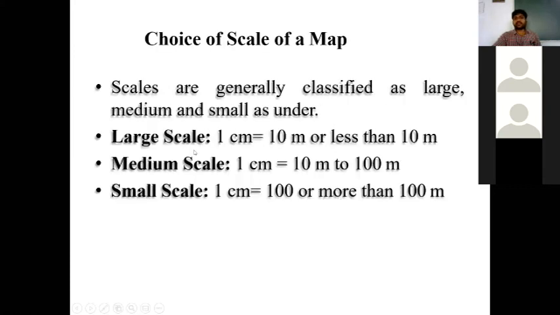So here, we have large, medium, and small scale. In the large scale, 1 centimeter is equal to 10 meter or less than 10 meter. Medium scale means 1 centimeter is equal to 10 meter to 100 meter. Small scale means 1 centimeter is equal to 100 meters or more than 100 meters. So these are the 3 categories of scales.